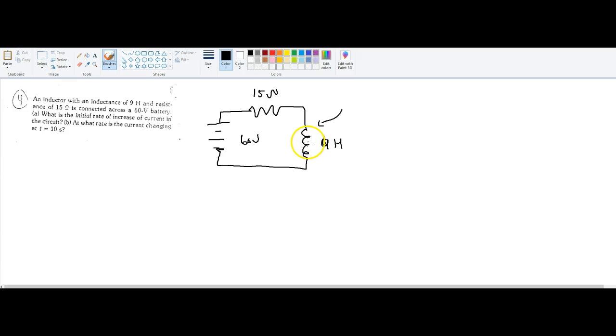So what is the initial rate of increase of current in the circuit? And then the second question, 4b, is what is the rate at which the current is changing at t equals 10 seconds? Okay, so initially my current is at 0. How do I know that? Because this thing is stopping it. But it asks for the initial rate.